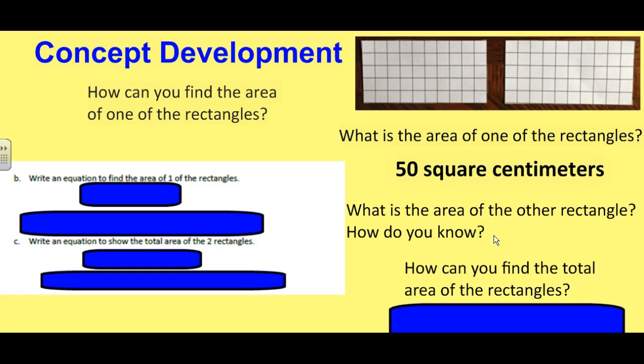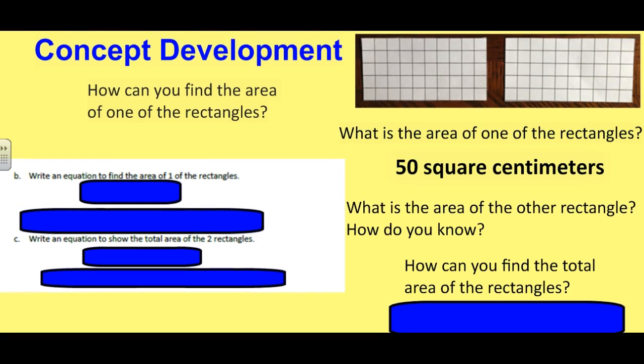So what is the area of the other rectangle, and how do you know that? Since we have two rectangles and they're equal, meaning they're the same exact rectangle, the area of the other rectangle is also going to be 50 square centimeters. We're also going to work on how we can find the total area of both of the rectangles, meaning what equation can we use to find the area of both of these rectangles together. So let's look at parts B and C of the problem set.